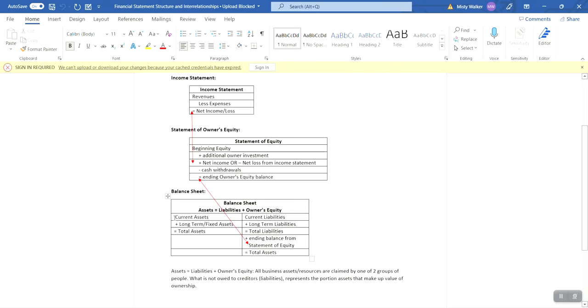So current assets plus long-term or fixed assets for total assets. And on the right side, we're looking at current liabilities plus long-term liabilities for total liabilities plus that ending equity amount from the statement of owner's equity, should equal the same as our total assets. So again, now we're looking at that accounting equation in complex form. Assets are equal to liabilities plus owner's equity. That's what's reported on the balance sheet.